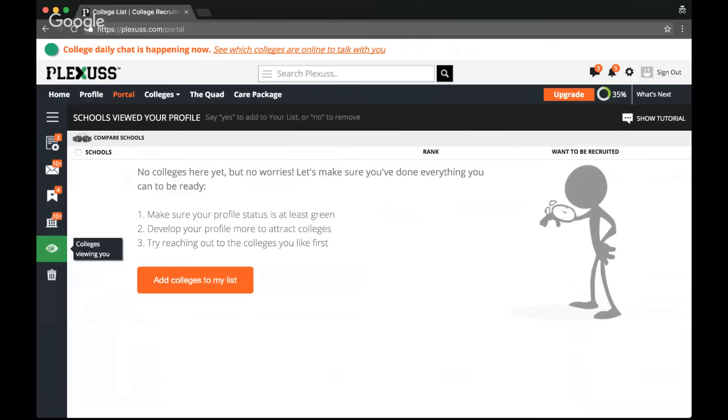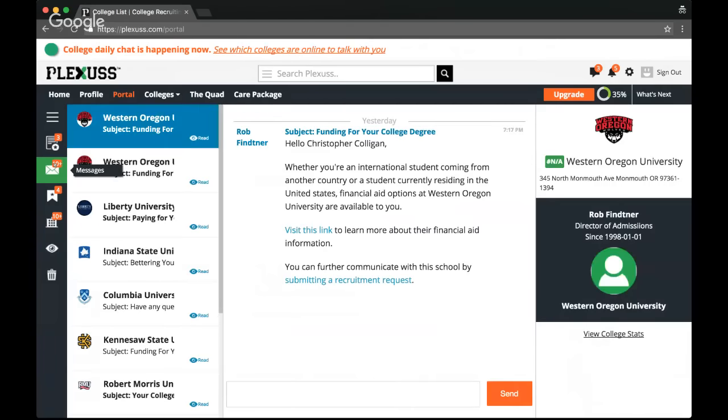The final section here is colleges that have viewed my profile. None have viewed me recently, but over time, you'll see that these numbers do increase. Being active in your portal is really important, especially in the messages section, really engaging with schools. I recommend coming in here often and having good conversations with the universities you're interested in.